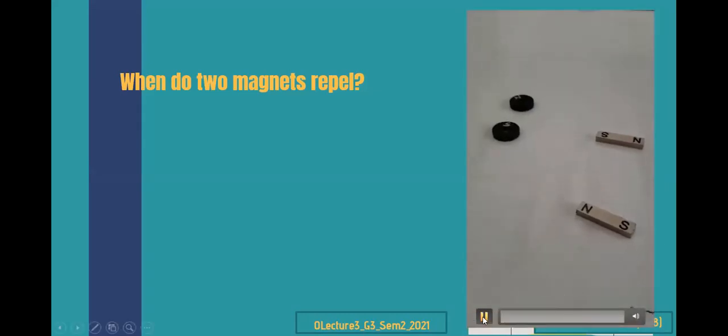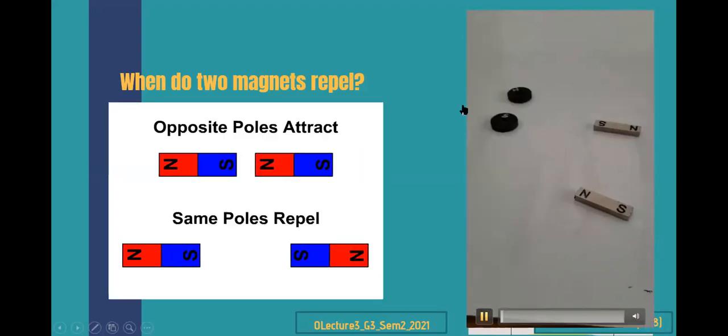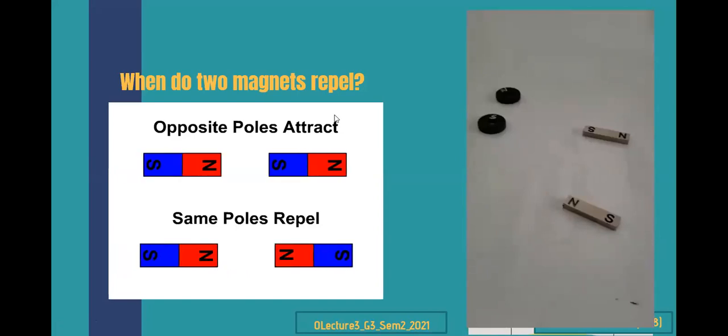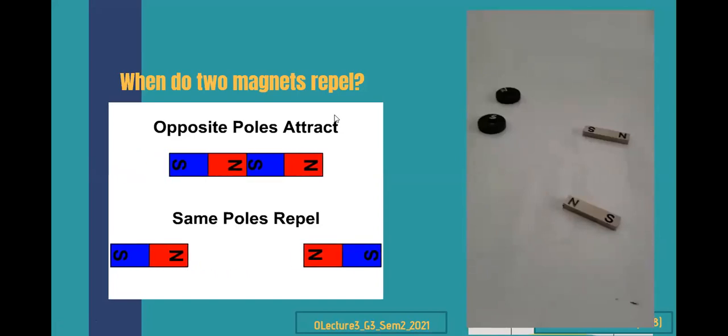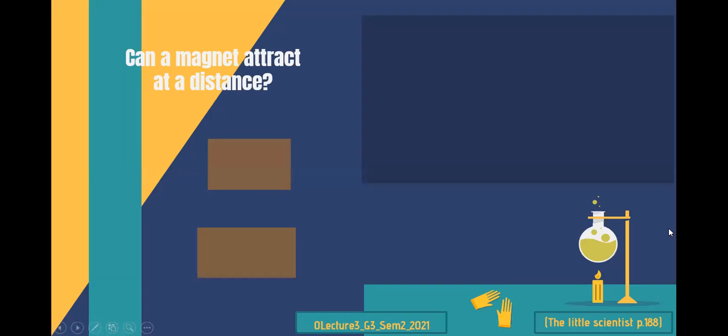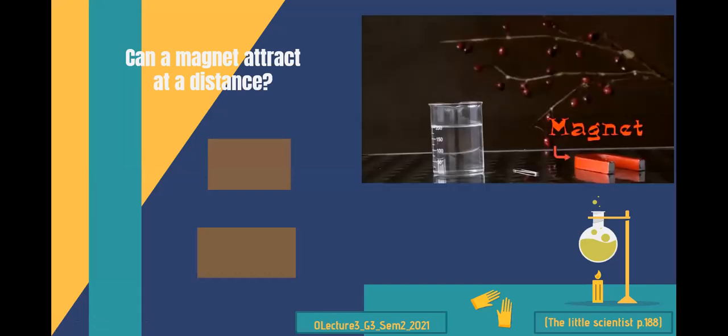It's so easy. Just a couple quick ones. When we put a north pole with a south pole, it attracts. Opposite, different poles attract. But same poles repel. Different poles attract, same poles repel. This is so easy.